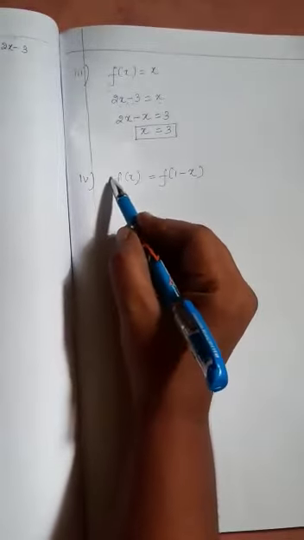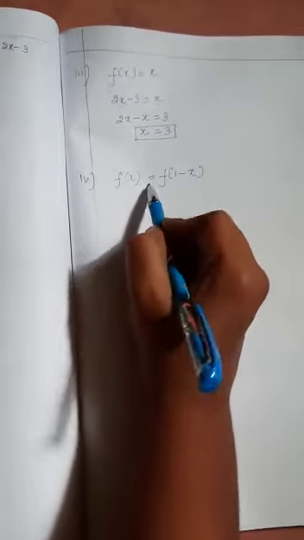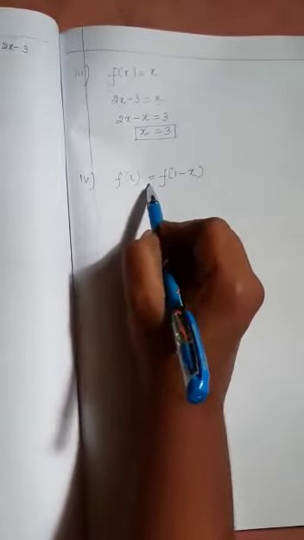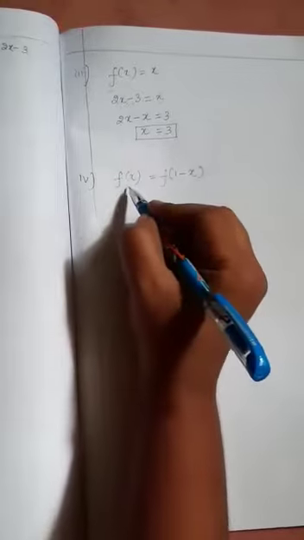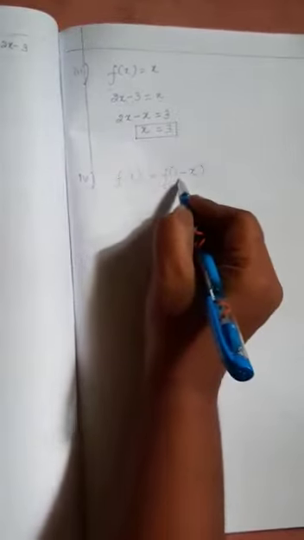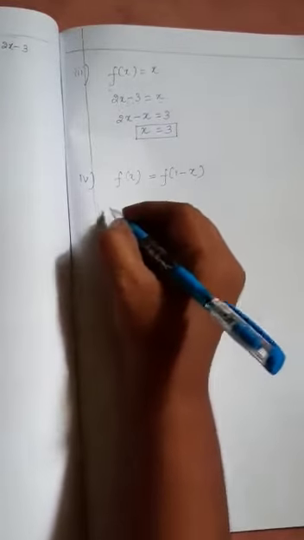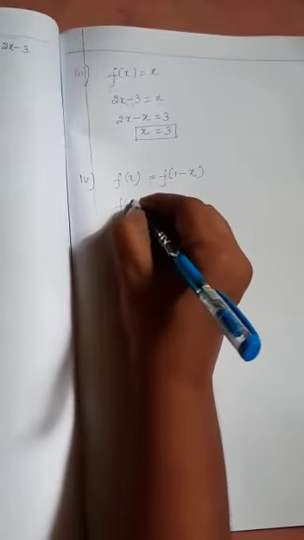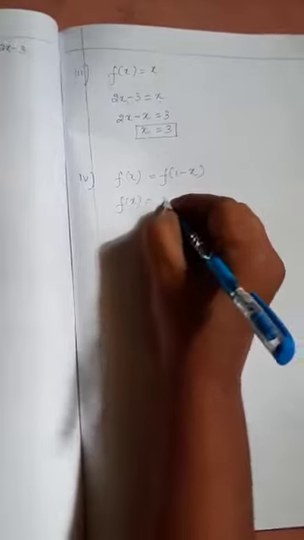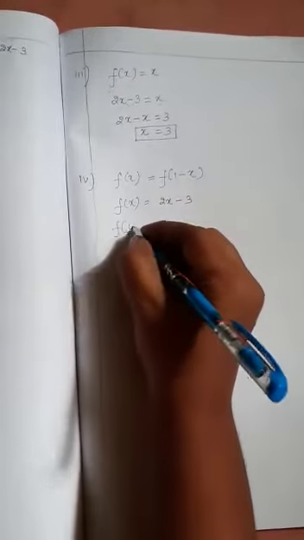Here the function f of x is equal to another function f of 1 minus x is given. So we just know the value of f of x only. We don't know the value of f of 1 minus x, right? So first we want to find out what is the value of f of 1 minus x. So we know the value of f of x. F of x is equal to what? It is given in the question itself, 2x minus 3. So we want to find out the value of f of 1 minus x.